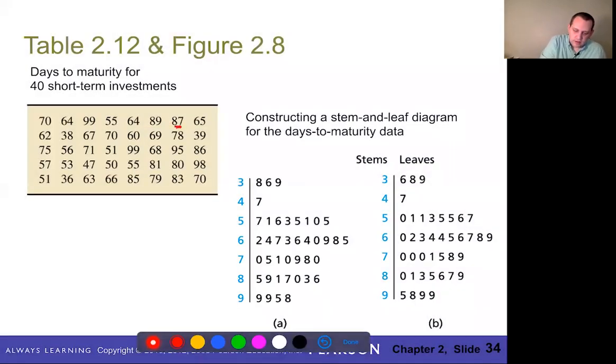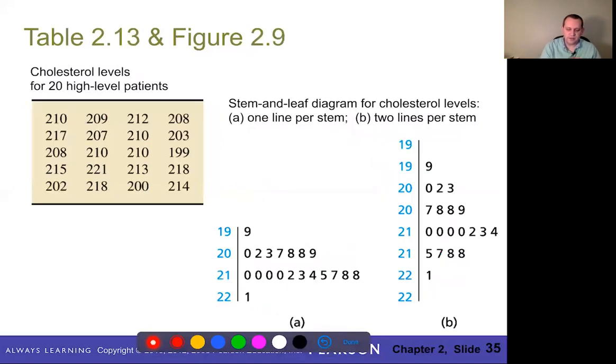If we look at the 87, we're going to put down an 8 in the stem and then a 7 in the leaf. That's how this stem and leaf plot is going to go. Then, if we have a number that appears more than once, like 99, the way we represent that is we put 9 down as our stem, and then we put 9 down as a leaf twice. That represents that 99 is there in the list twice.